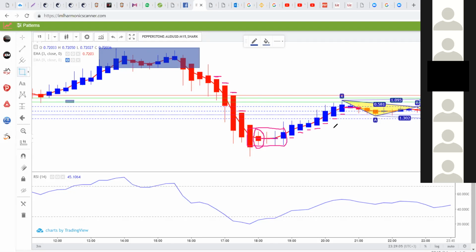What are you going to do? You're going to hold on, draw a rectangle, and wait for the candle that will break out that TZ zone. Is this thing very simple?